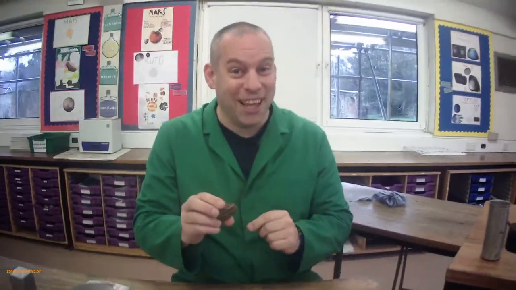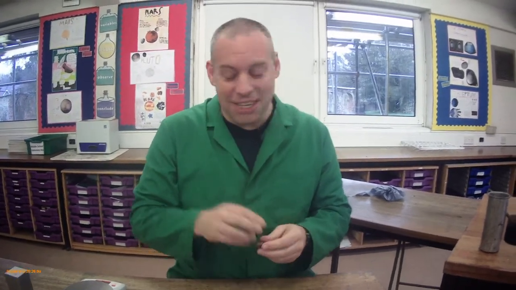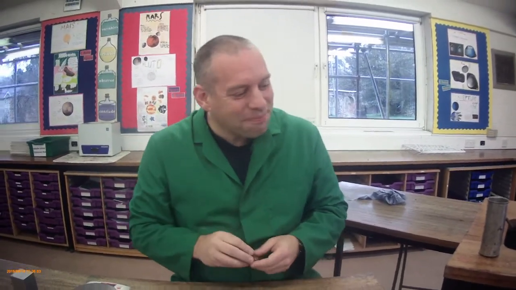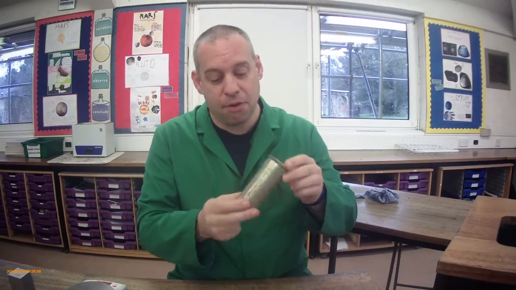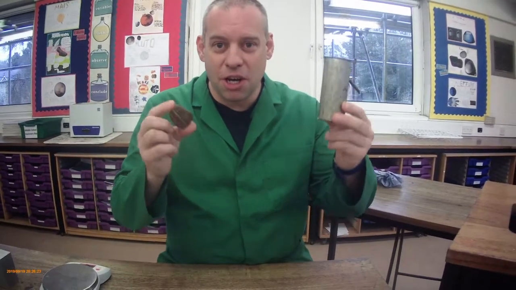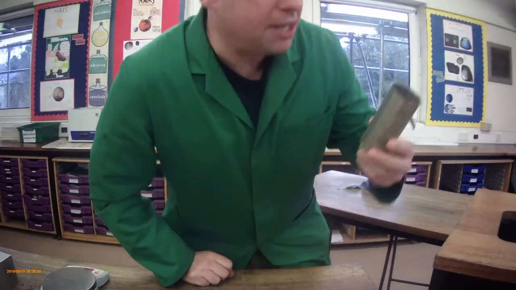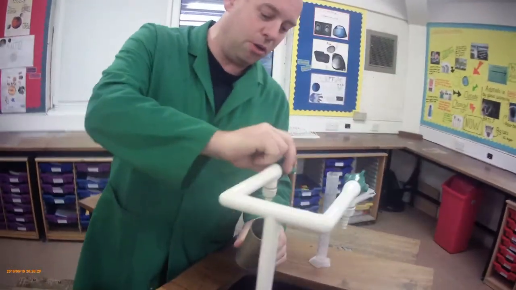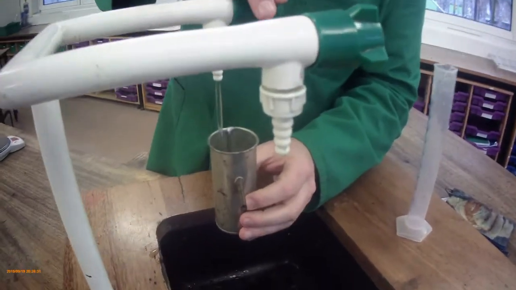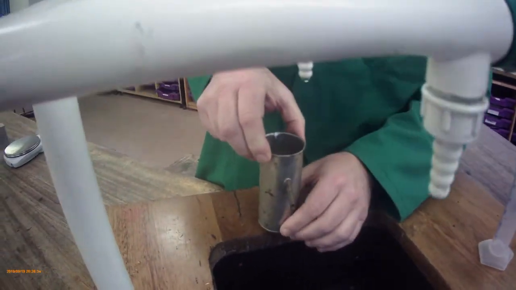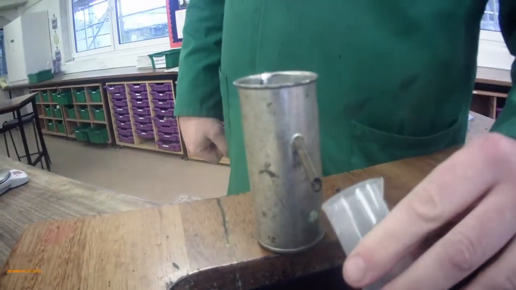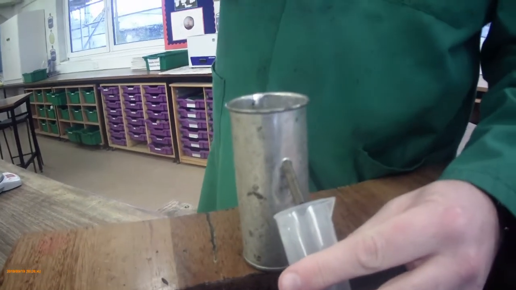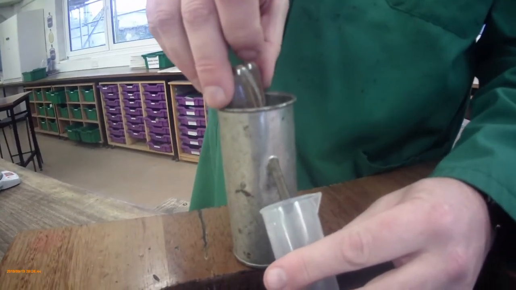Now, I'm not going to do that, but Eureka became the name used for the piece of equipment that we use to measure the volume of these. I'm going to show you how to use this device. It's very, very simple. You fill the Eureka can with water. If you go over this point, you'll find that water drips out of the spout here. I then put a measuring cylinder underneath, and I drop the stone into the Eureka can.